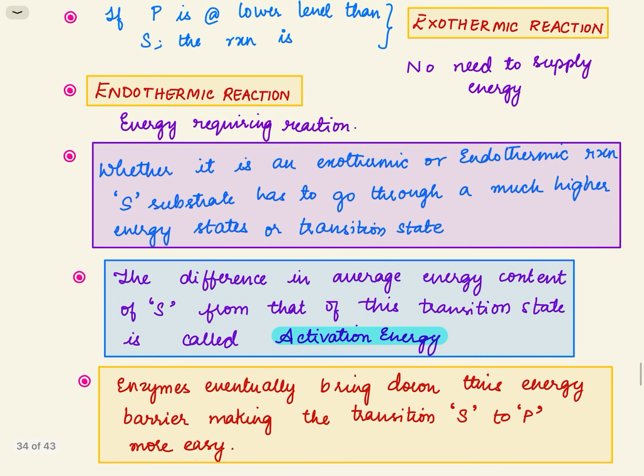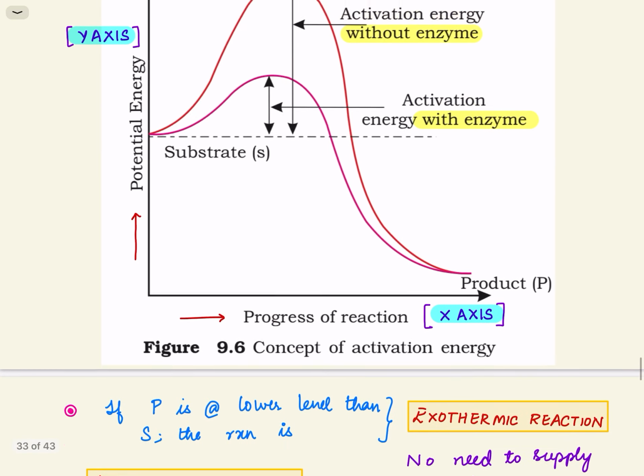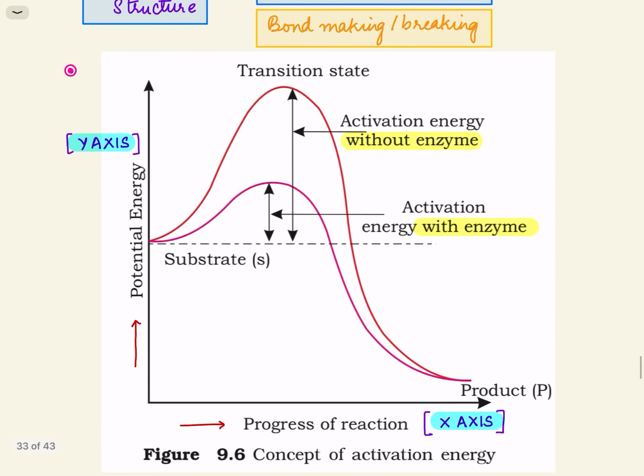Whether it is an exothermic or an endothermic reaction, the substrate has to undergo a much higher state of energy, which is known as the transition state. The difference in the average energy content of the substrate from that of the transition state is called activation energy. Like I told you, the energy that is required to attain the transition state is what is known as activation energy. Enzymes eventually bring down this energy barrier, making the transition from S to P very easy. That is the concept of activation energy. I hope you understood this graph.